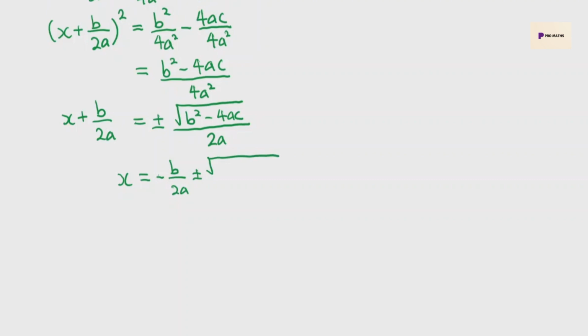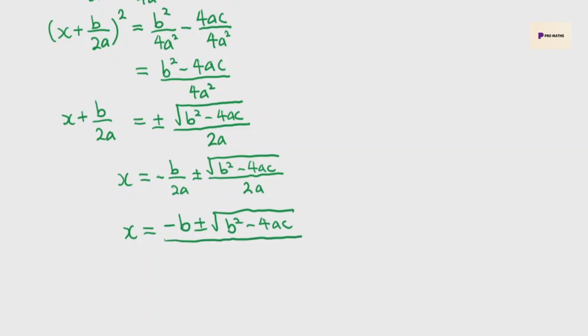So we have x equals negative b on 2a plus or minus square root of b squared minus 4ac over 2a. And we can write this as a single fraction since we have the same denominator, giving us negative b plus or minus root of b squared take 4ac all over 2a. And there is our quadratic formula. So we can use this to find the solutions of any quadratic in the form of ax squared plus bx plus c equals 0.